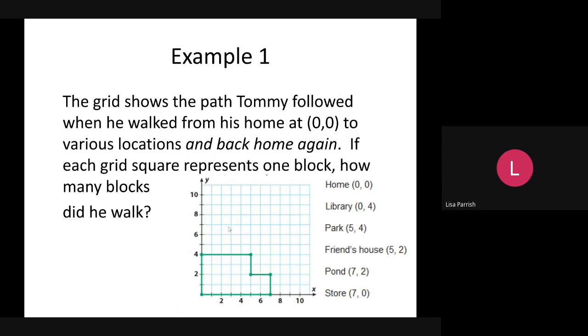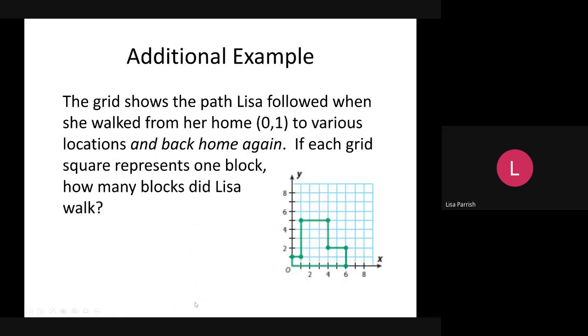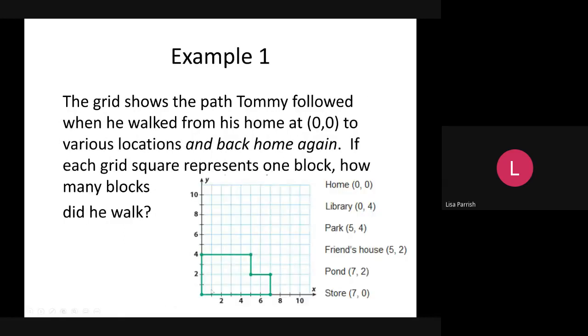This example you should have in your notes says the grid shows the path Tommy followed when he walked from his home at point (0, 0) to various locations and then back home again. If each grid square represents one block, how many blocks did he walk? Here you've got all of your locations listed: home, library, park, friend's house, pond, and store. You have the coordinates of each of those things.